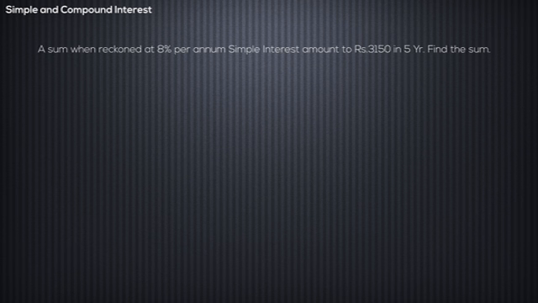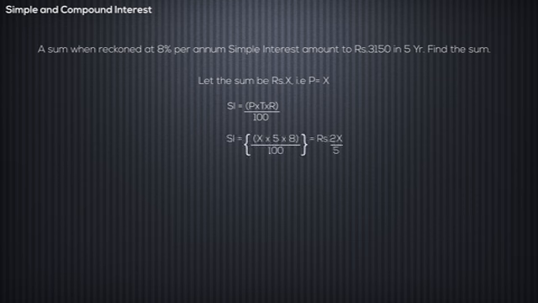Let's go through some problems. A sum when reckoned at 8% per annum simple interest amounts to Rs 3,150 in 5 years. Find the sum. Let the sum be Rs x. Then, we know that the simple interest is given by the formula as shown on the screen. Hence, simple interest becomes 2x by 5.